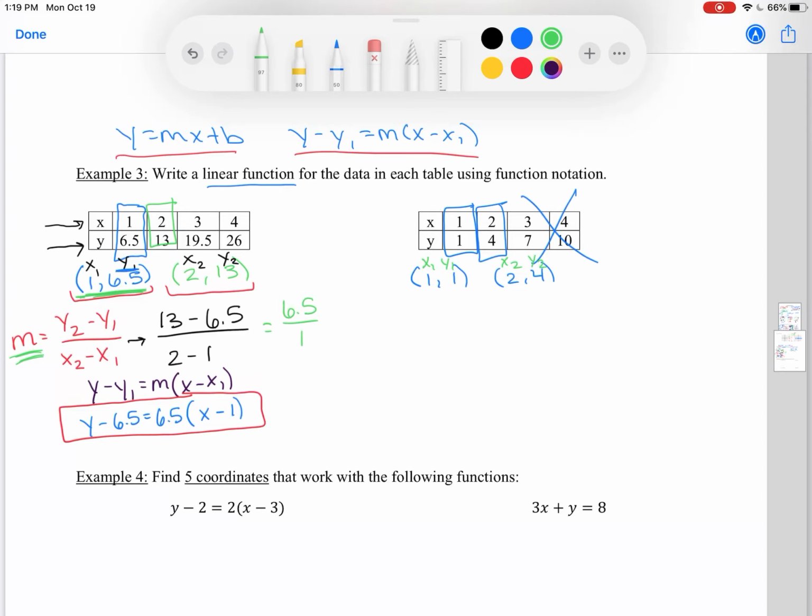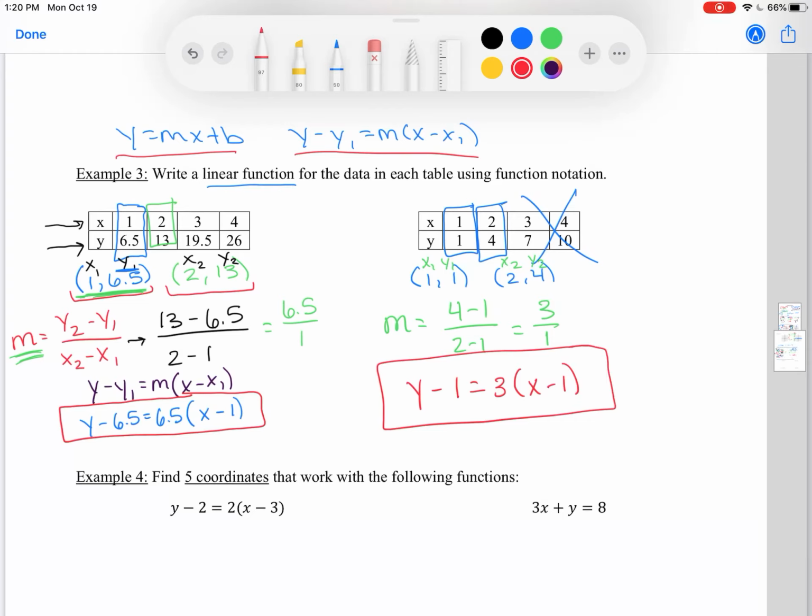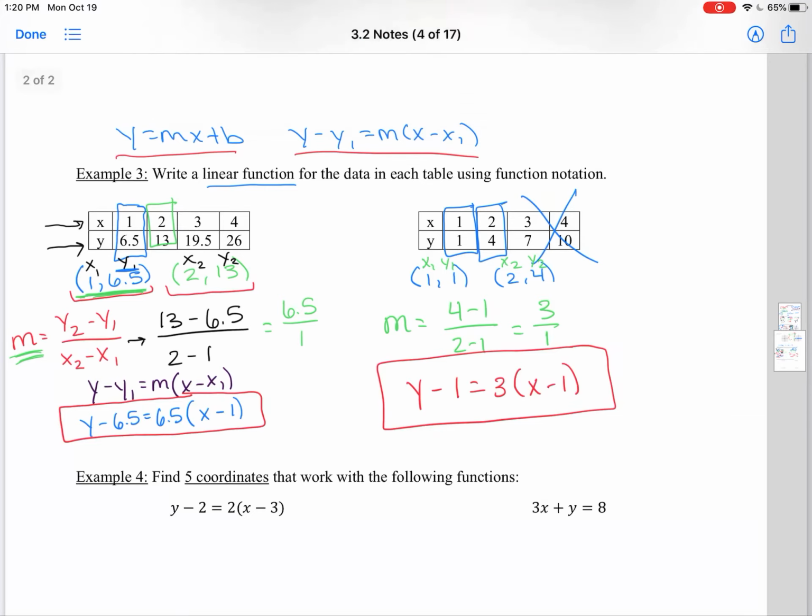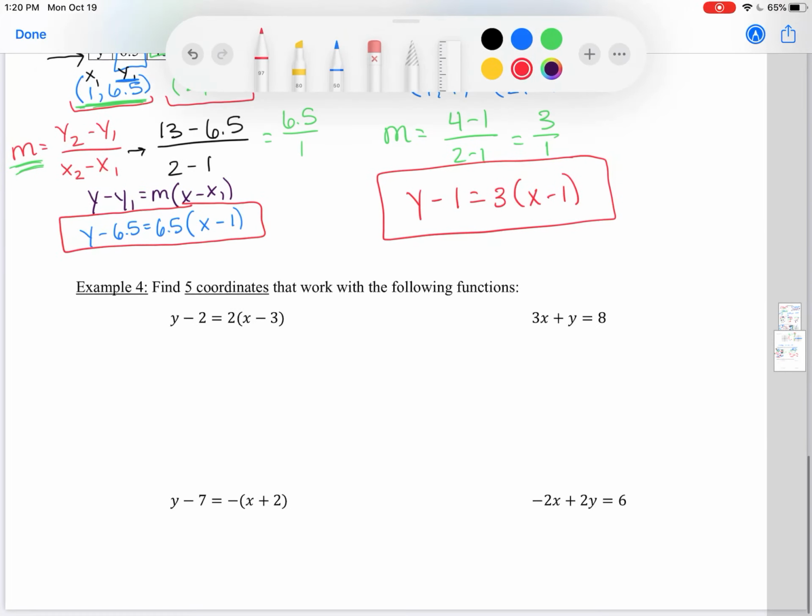and solve. So go ahead and pause from here and try finding your slope and then plugging it into your point-slope form. So my slope is going to be a 3, and if I plug it into point-slope form, I will have y minus 1 equals 3 parentheses x minus 1. And you're all set from there. All right.